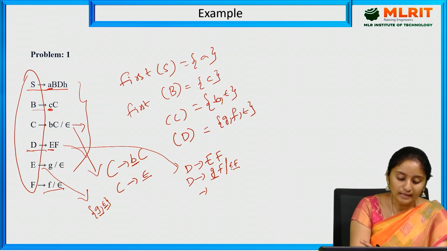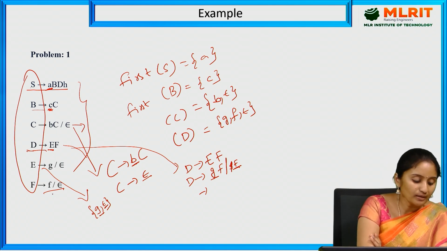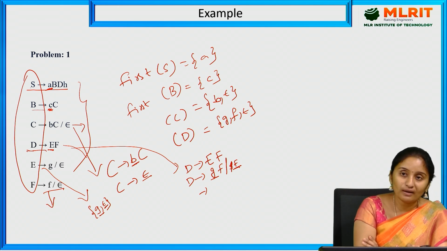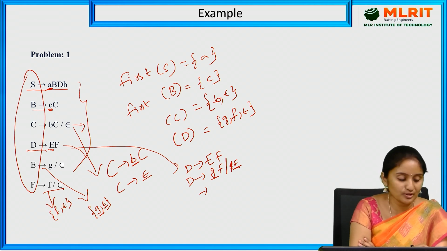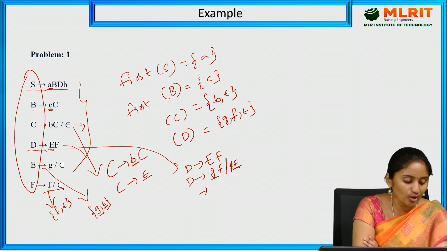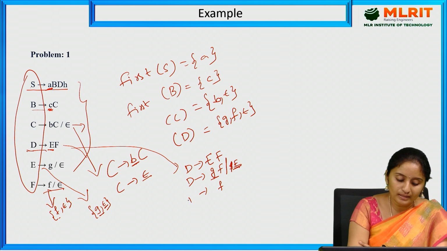See here, initially I have epsilon, which is nothing. Then F. So again D produces F, and F is also a non-terminal. F is a non-terminal, so what is First of F? First of F is f comma epsilon. Why? Because F produces small f, so it is a terminal, and F produces epsilon, which is also a terminal. So the first time, in the place of F, I am using f. D produces F.